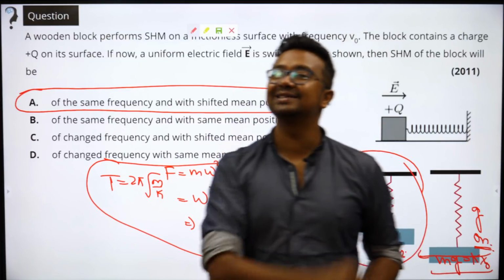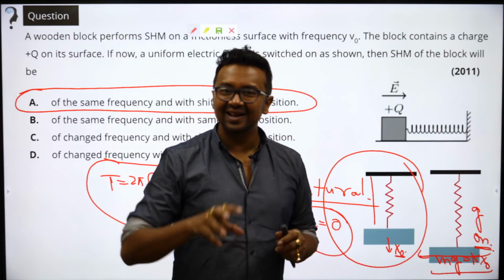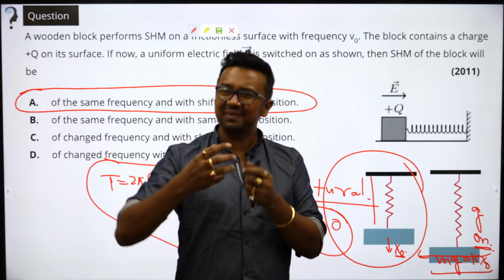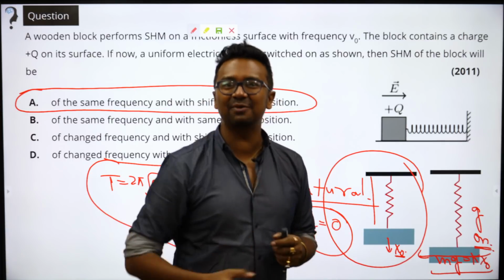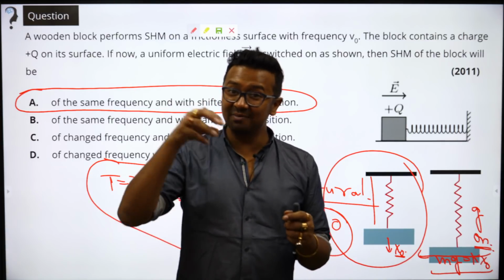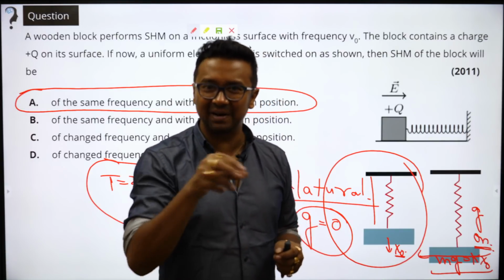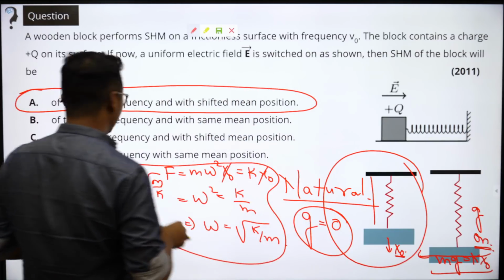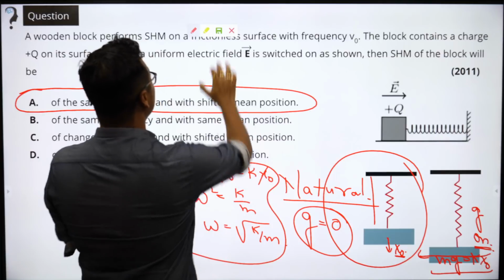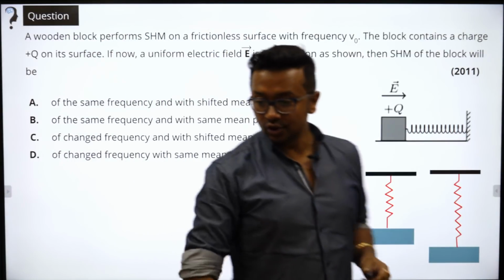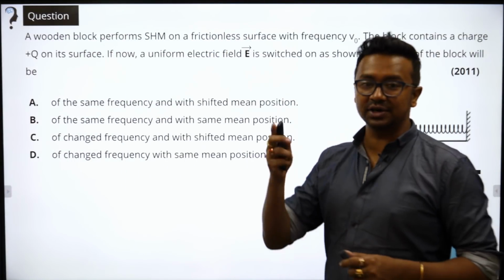Okay, let's go ahead and look at similar kinds of problems that generate interest, that are fun to solve, and that increase our conceptual clarity more and more. Okay, fine. What do we have here in the next question?